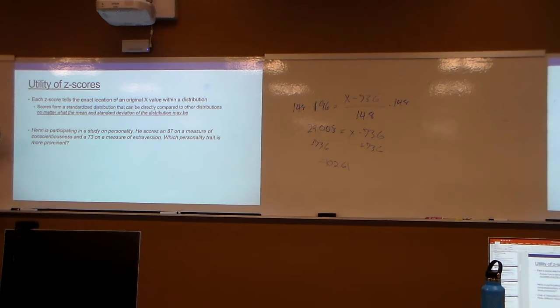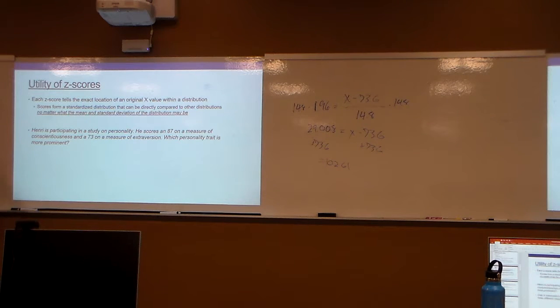Okay? So let's say Henry's participating in a study on personality, scores 87 on a measure of conscientiousness, 73 on a measure of extroversion. Which personality trait is more prominent in this situation? Yeah, you threw up your hands, why? You can't really tell because you don't know. Yeah, I don't know anything about this, right? But if you give me the mean and standard deviation, now I can calculate a standardized score and say, relative to the rest of the distribution, Henry's scoring higher on conscientiousness than on extroversion.